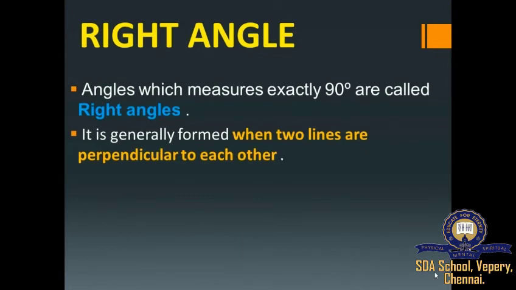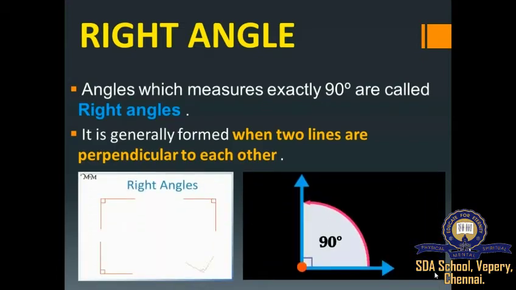So what are right angles? Angles which measure exactly 90 degrees are said to be right angles. It is generally formed when two lines are perpendicular to each other. So these are the pictures of right angle.